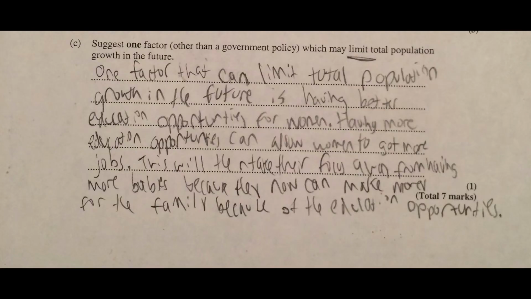Part C says suggest one factor other than a government policy which may limit total population growth in the future. This question is only 1 point and it says suggest, but with suggest you need to explain yourself. So to answer this question you must think back to what we learned in class. So one factor that can limit total population growth in the future is having better education opportunities for women.